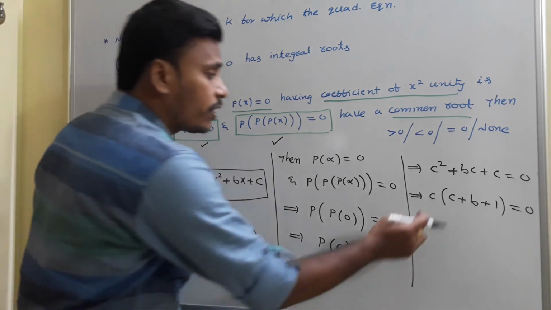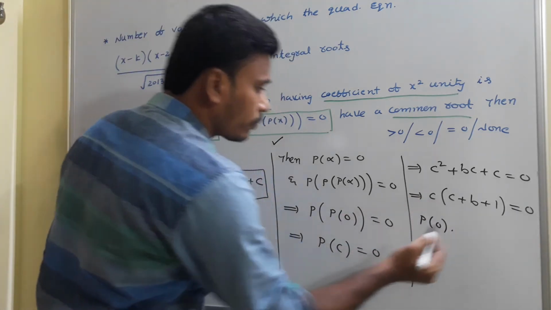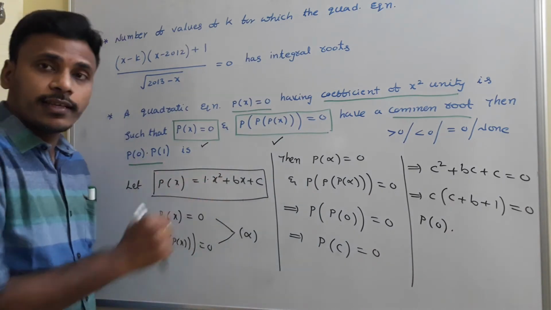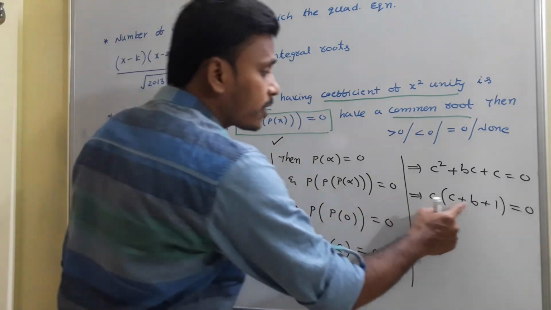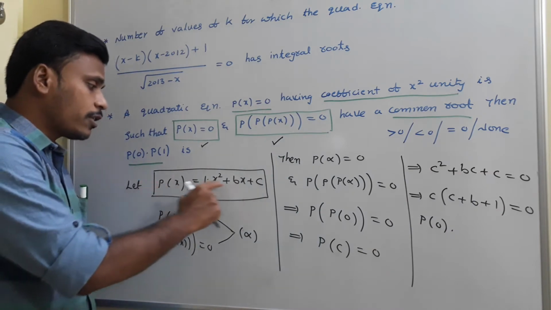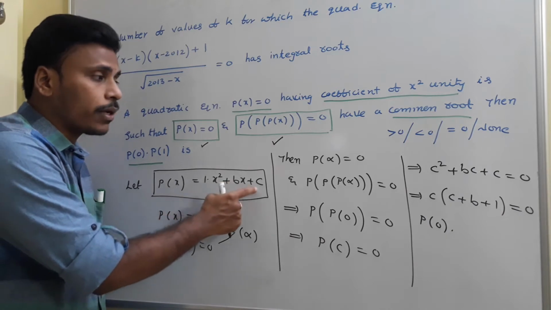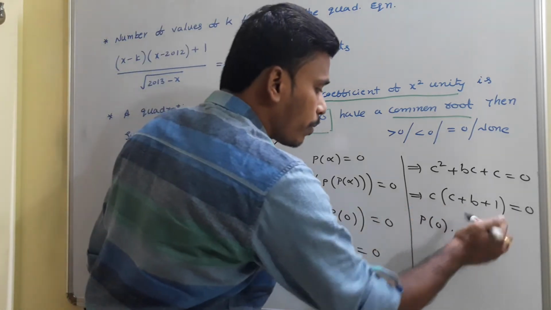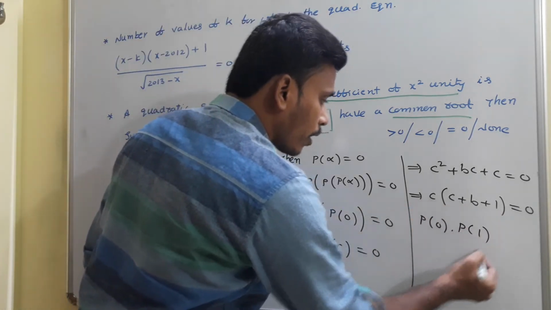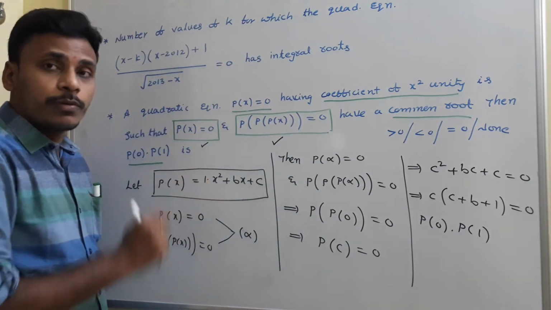And now at the end, this c is simply p(0). Is it right? p(0) is c itself. And that c plus b plus 1 is just p(1). Observe it. This is p(x), right? When you replace x with 1, you will get 1 plus b plus c. So this c plus b plus 1 is p(1). So p(0) is c, p(1) is c plus b plus 1.